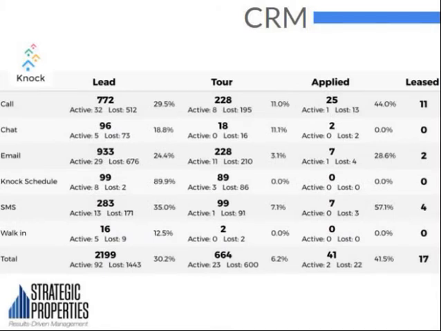For our CRM system, we use a tool that is very useful for us in leasing called Knock Rentals. With this tool, we get a very precise and real-time report telling us each source and how many leads we get for a property. As you can see in this slide, it also shows the conversion rate from lead to tour, from tour to applied, and from applied to lease.